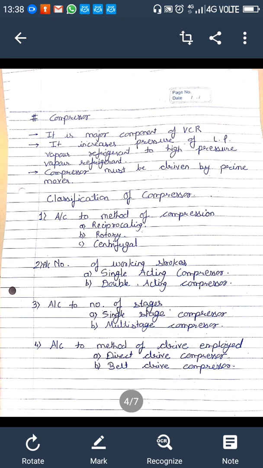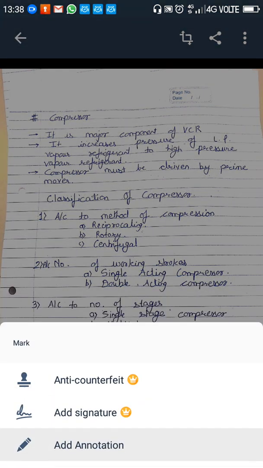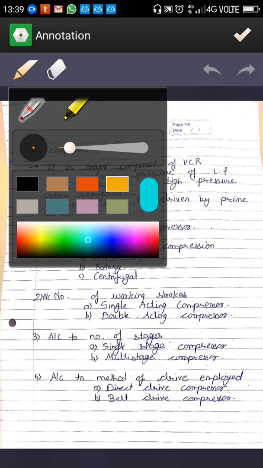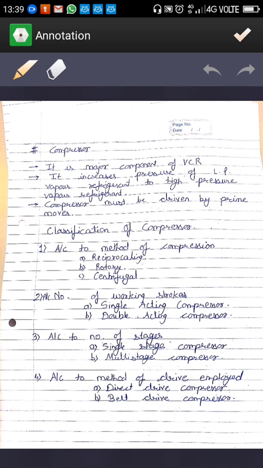So just take here the information that is expected to write about the compressor. First, it is the major component of the vapor compression refrigeration cycle. Then it increases the pressure of low pressure vapor refrigerant to high pressure vapor refrigerant. What is the function of compressor? Its function is to absorb low pressure refrigerant from the evaporator and increase its pressure, and then this high pressure refrigerant is passed to the condenser. This is the main function of compressor.